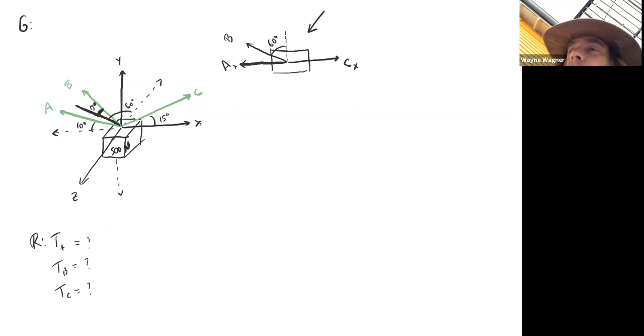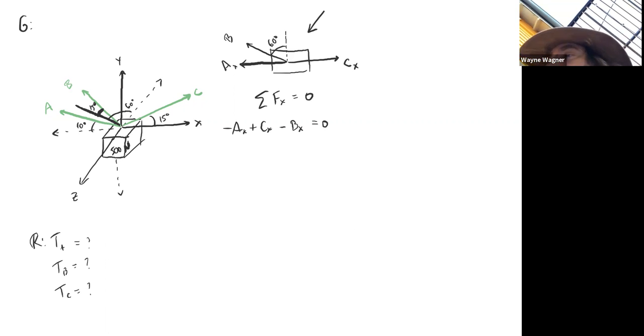And so if we sum forces in the X direction, we're going to end up having negative AX plus CX, and then we've got a BX, right? We've got some component of B. So I'll say minus B in the X direction equals 0. Okay, no problem there. What about in the Z direction? So this is the Z direction right here.